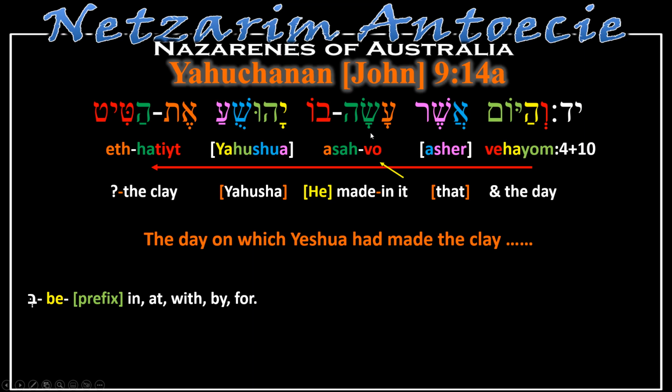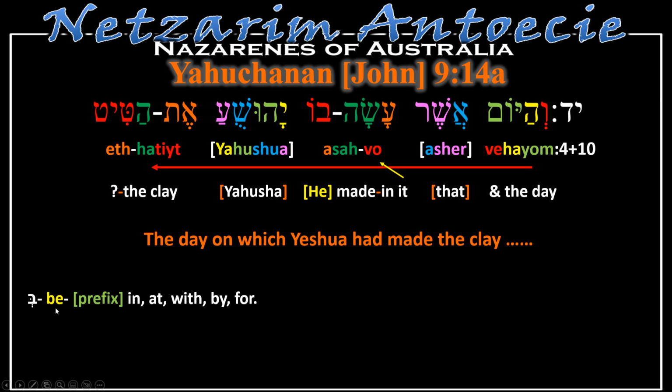asa, he made. Remembering no pronoun, it means he made, and asa can mean to do or to make. Vo, in it, with the vav at the end meaning it. It can mean sometimes he, but in this case it means it, because we're talking about the day. Yahushua, or Yahusha, et hatit, the clay. So therefore, the day on which Yeshua had made the clay.